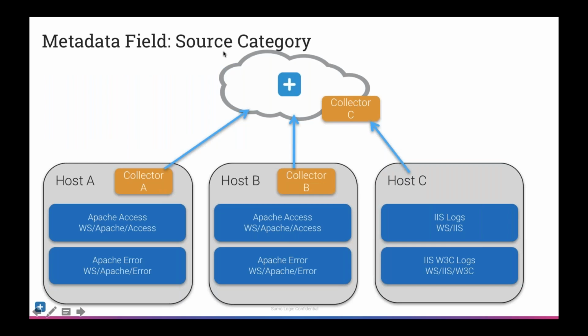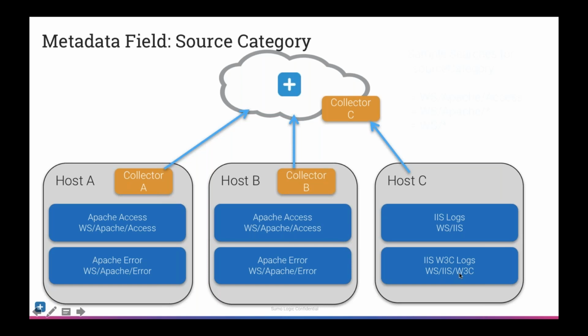Here's an example of a source category that I'm using. Notice that my different sources, my host A and B, have Apache web servers. My host C has IIS web servers. I can create a source category that is something like web server / Apache / access, or web server / Apache / error, or in this case, web server / IIS / W3C.